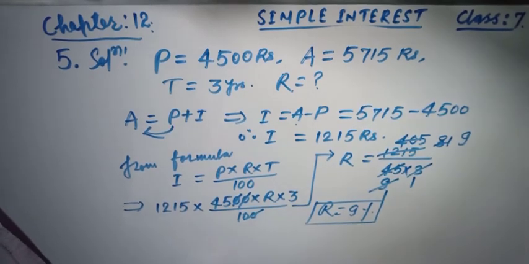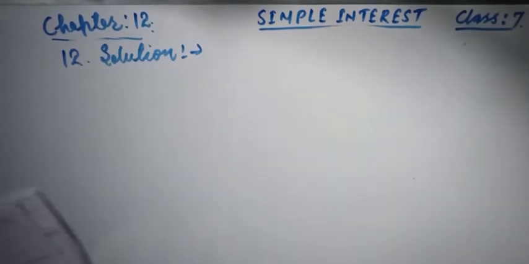Now next one, friends, see the next question, question number 12. Divide rupees 12,000 into 2 parts such that the simple interest on the first part for 2 years at 6% per annum is equal to the simple interest on the second part for 3 years at 8% per annum. So now friends, the amount given is 12,000. We have to divide the 12,000 in 2 parts. Okay, now here two situations are given.